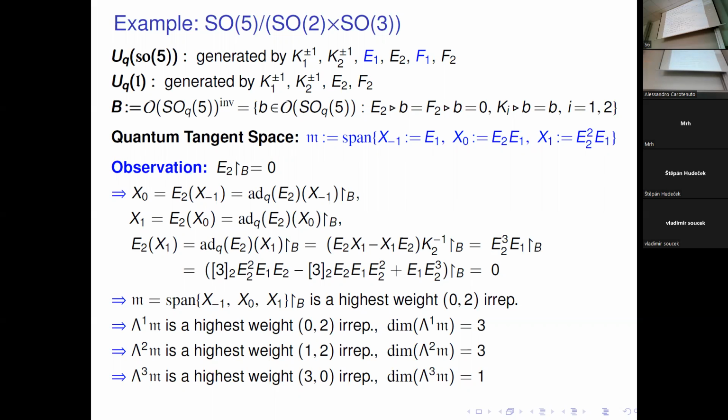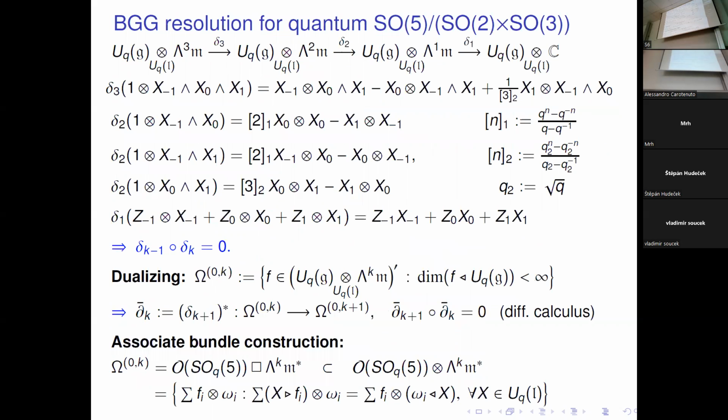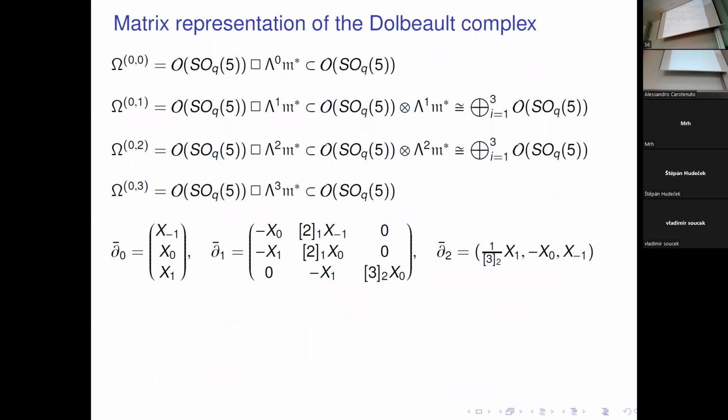So we have the same classical dimension. We can take associated vector bundles. We have the forms. We have the BGG resolution. We dualize, and then you have the operators acting from 0,k forms to 0,k+1 forms perfectly. And this is a differential calculus because this is an exact sequence. Again, associated bundles. You know it classically. So again, everything is classical. You see that you have the cotangent space.